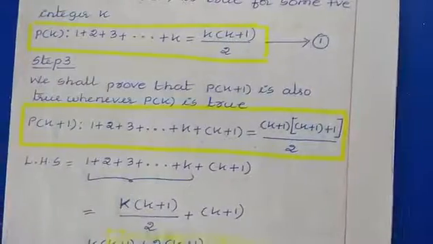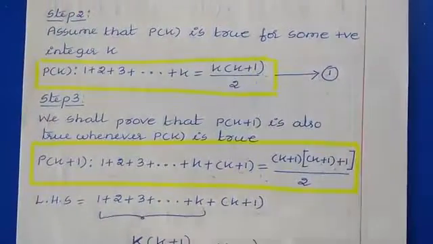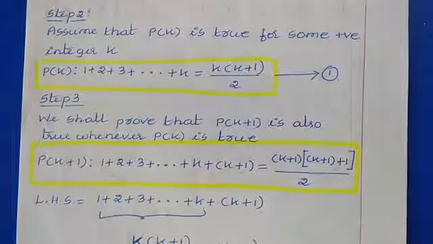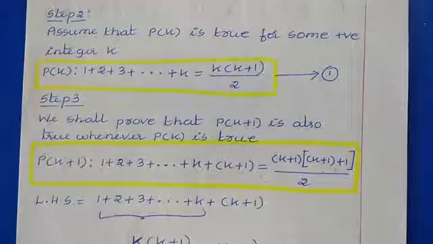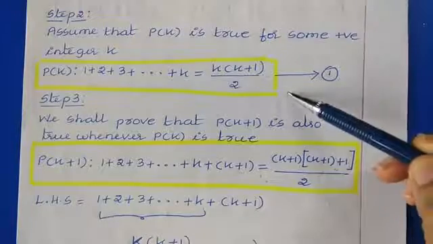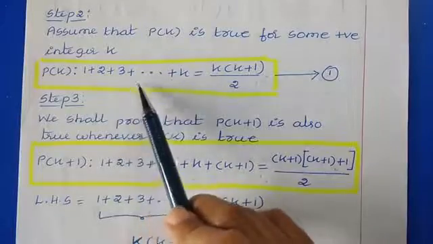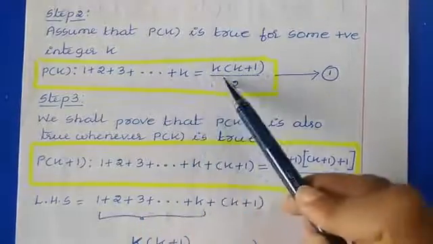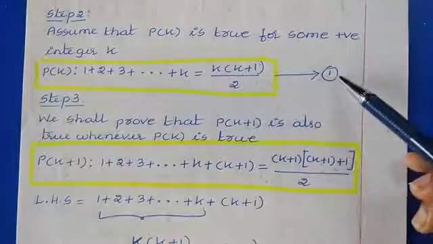Next, the second step is, now here we have to make the assumption. We have to assume that for some positive integer k, the given statement is true. So wherever you have n, there you have to replace the value k. So after making the assumption, we get a new statement, that is P of k, 1 plus 2 plus 3 plus k is equal to k into k plus 1 divided by 2. Let us take this one as statement 1.